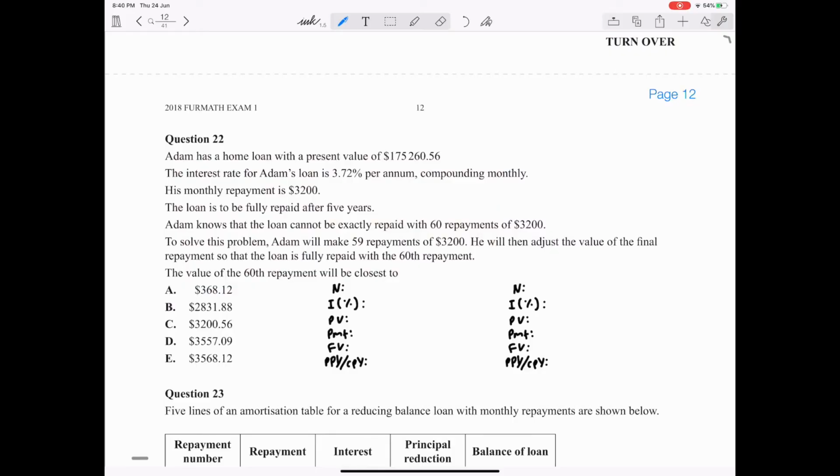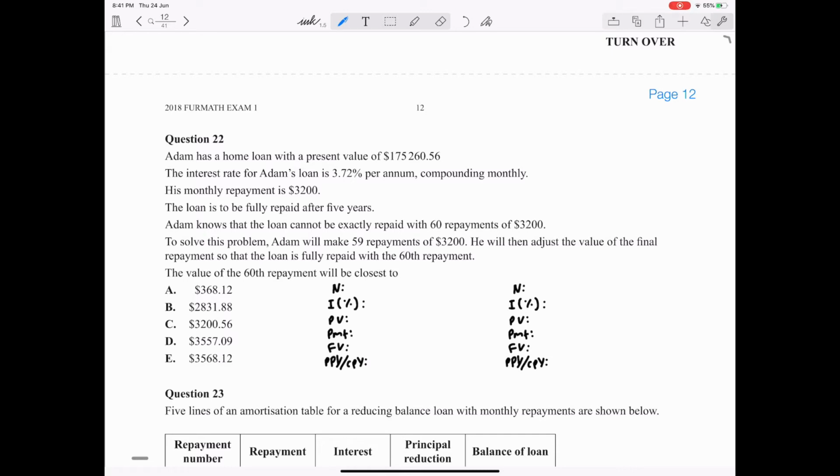Question 22. Adam has a home loan with a present value of $175,260.56. The interest rate for Adam's loan is 3.72% per annum, compounding monthly. His monthly repayment is $3,200. The loan is to be fully repaid after 5 years. Adam knows that the loan cannot be exactly repaid with 60 repayments of $3,200. To solve this problem, Adam will make 59 repayments of $3,200. He will then adjust the value of the final repayment so that the loan is fully repaid with the 60th repayment. The value of the 60th repayment will be closest to.